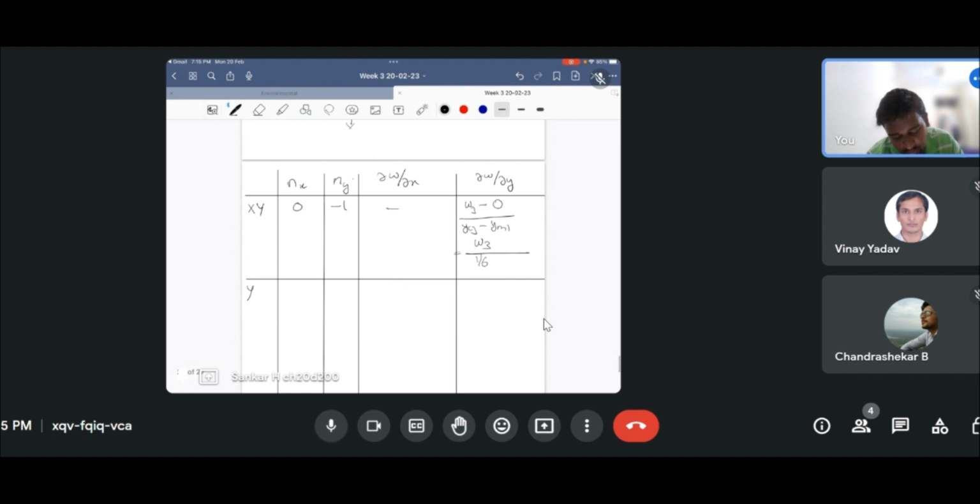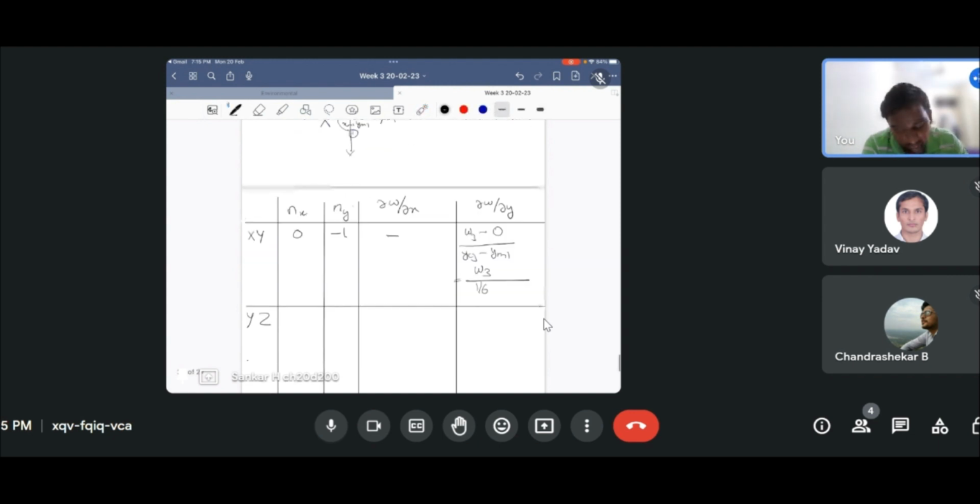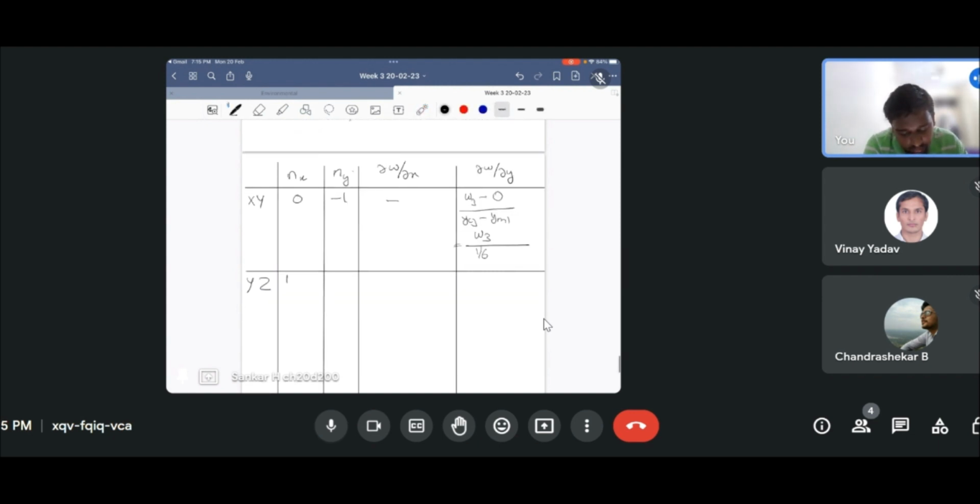Next, we move on to line segment YZ, which is the diagonal over there. The diagonal will have a unit normal in this direction, and we know that this would be 45 degrees since it is an isosceles triangle. Therefore, the components would be cos 45 and sin 45, which is 1 by root 2 comma 1 by square root 2.